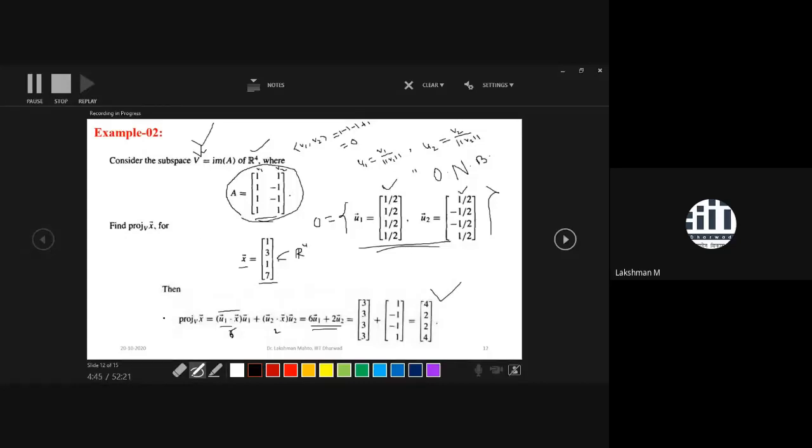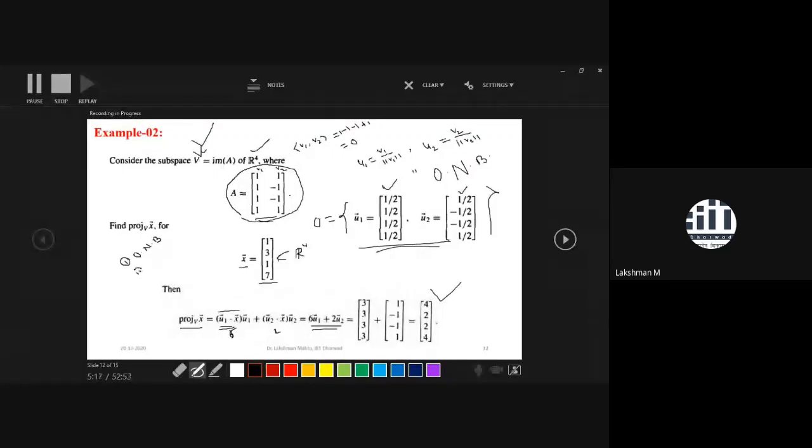So here you got one more interesting approach to calculate the projection of a given vector with respect to a plane with the help of an orthonormal basis. So what are the steps? In order to calculate that, first you have to find an orthonormal basis of the given subspace where you want to project a given vector. So first find an orthonormal basis.